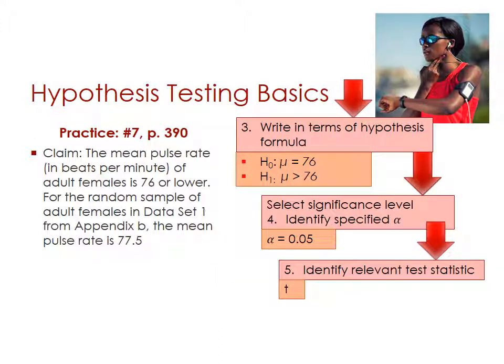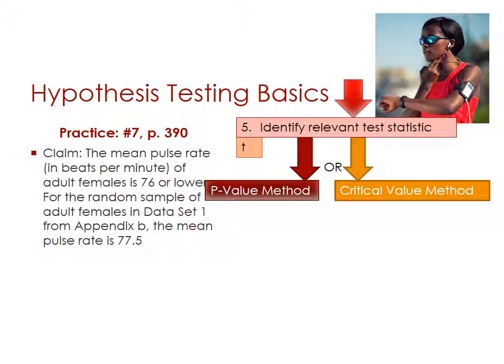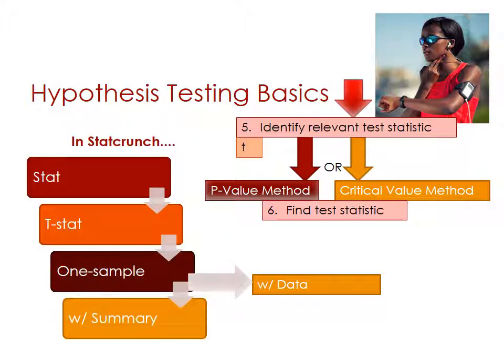So here we have our alpha. Now we've identified our relevant test statistic as t. And now again, we're going to be looking at solving this problem. We're going to use the p-value method, and we're going to then come back and do the critical value method. So using the p-value method, we're going to find our test statistic, and doing this again, use our StatCrunch.